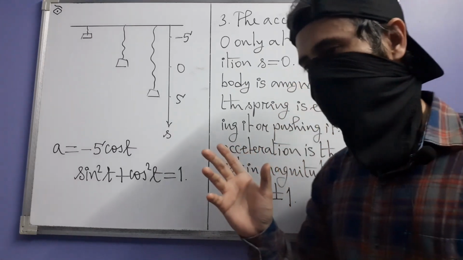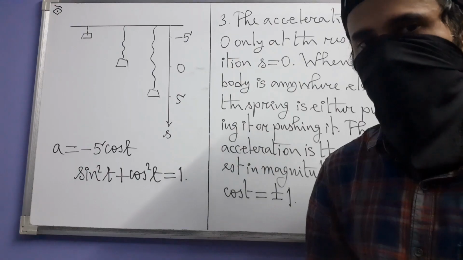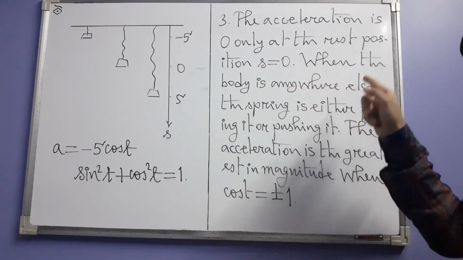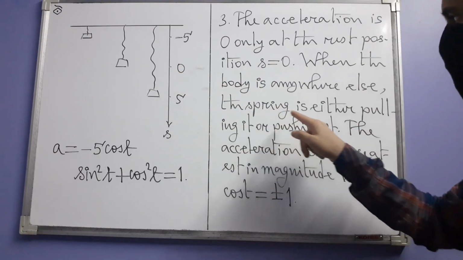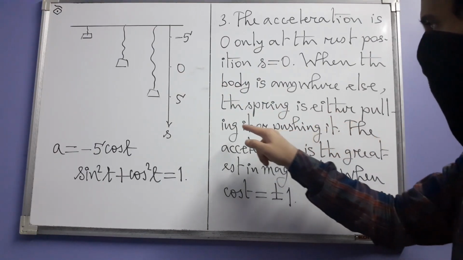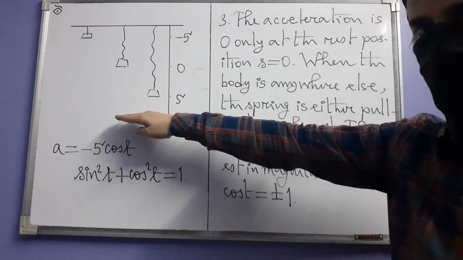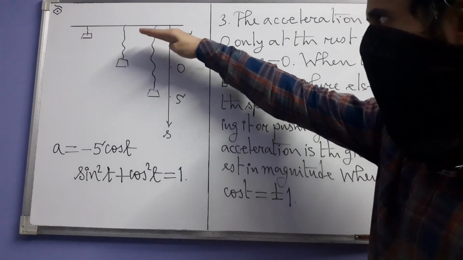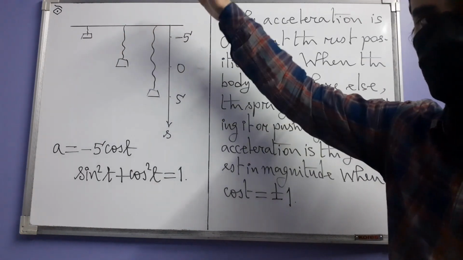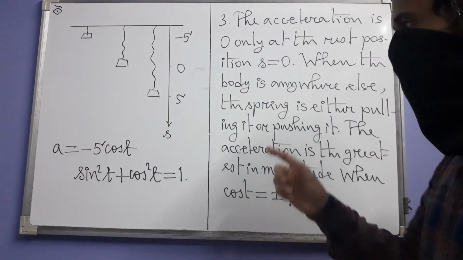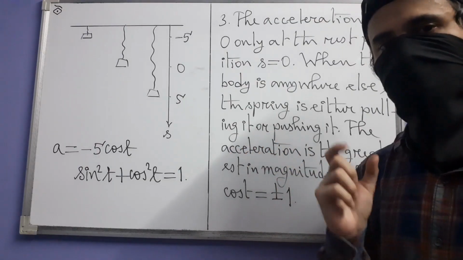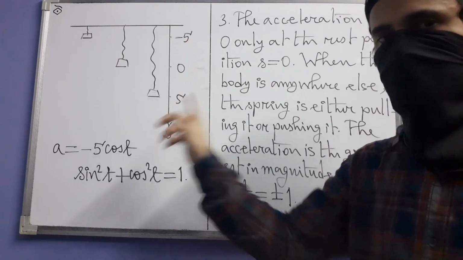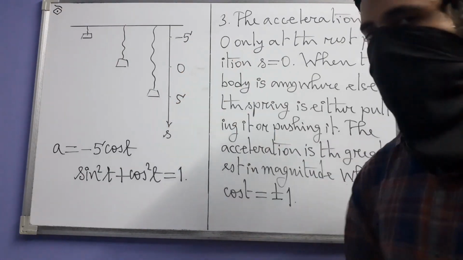And actually, how can we make sense of this physically? Well, that is there in the next line. When the body is anywhere else other than this position, the spring is either pulling it or pushing it. If the body is below this position, the spring is pulling it. When the body goes above this mean position, the spring is pushing it. So there is a force on the body anywhere during this motion except at this point.